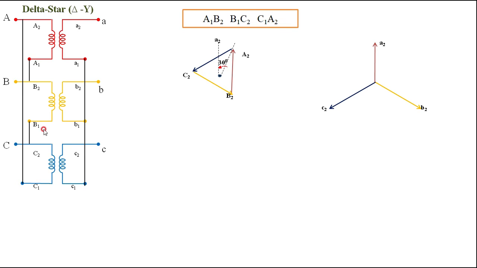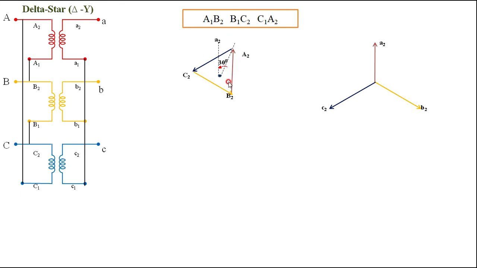Similarly, we have B1 C2. Here this is B2, and this is B1. C2 should be here, therefore I am drawing C2 here. Then we are getting C1 here, C1 A2. We are getting the same connection here: A1 B2, B1 C2, C1 A2. Here you can see it is C1 A2, here it is A1 B2, here it is B1 C2.